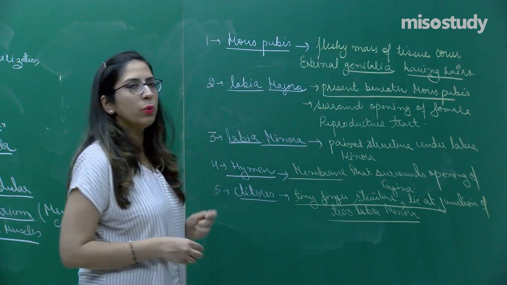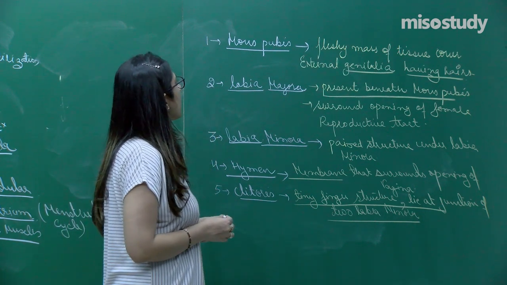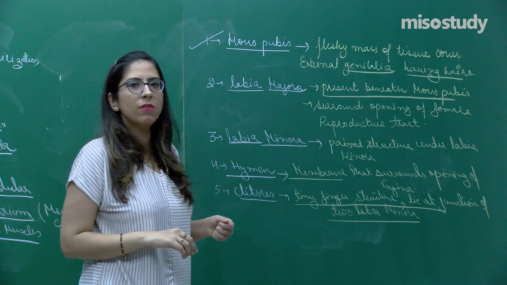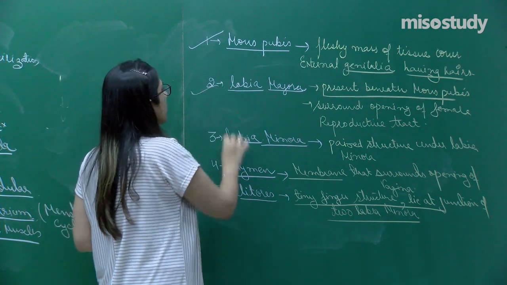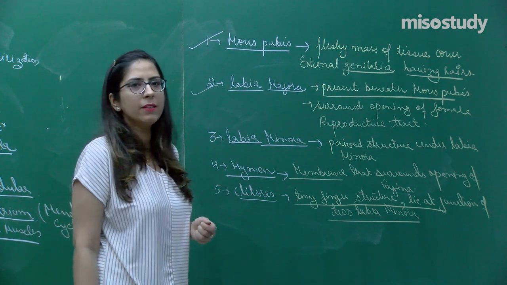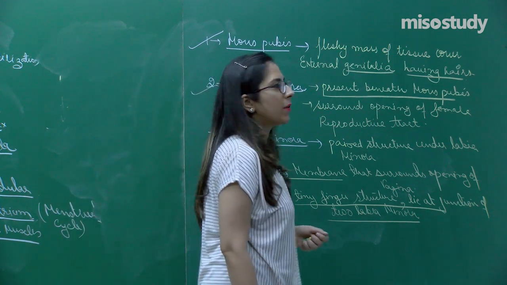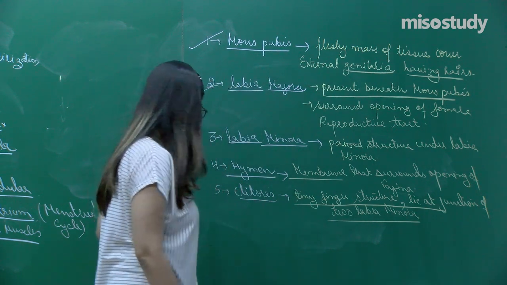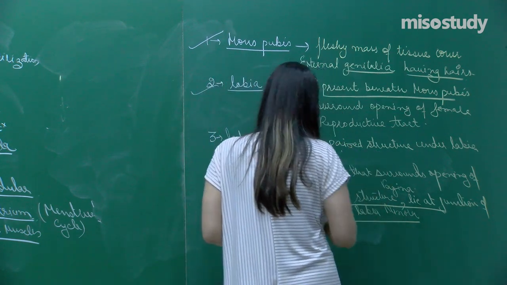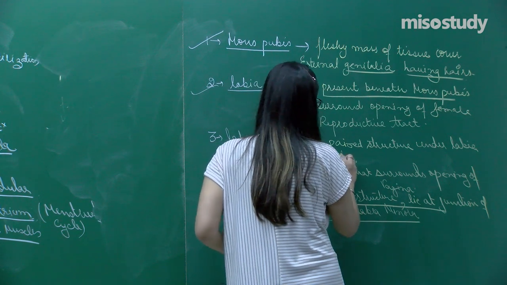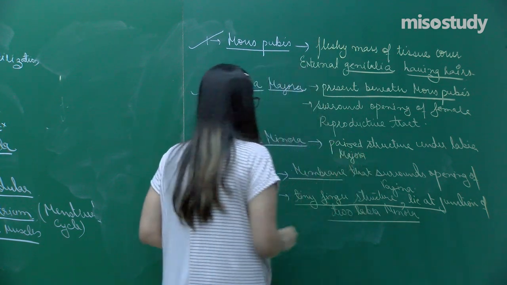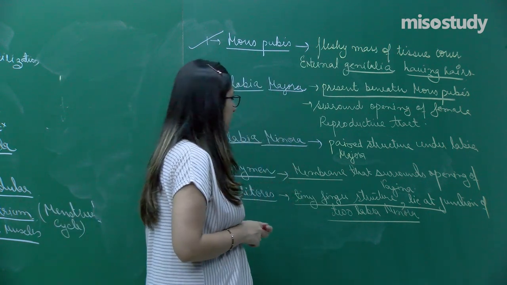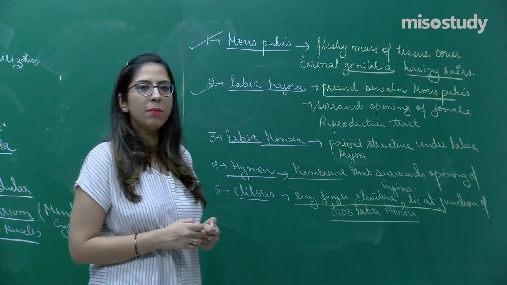So we are doing the external structure. First of all, we have a fleshy region called the mons pubis, a fleshy mass of cells covered by hair. After that, the labia majora, which is present beneath the mons pubis and surrounds the opening of the female reproductive tract. The labia minora is a paired structure under the labia majora, M-A-J-O-R-A. After that, the hymen, a membranous structure which covers the opening of the vagina. The clitoris is a tiny finger-like structure at the junction of the two labia minora.